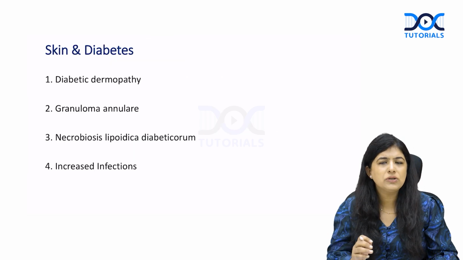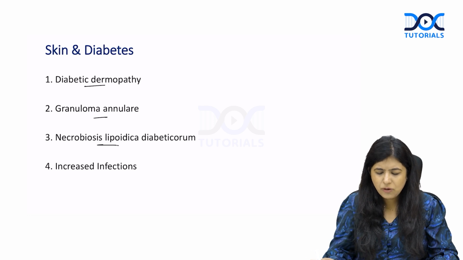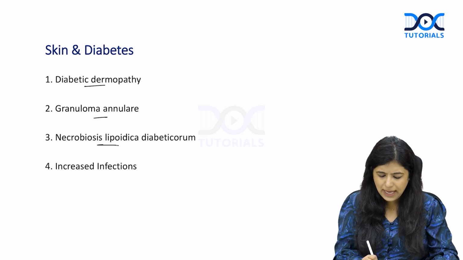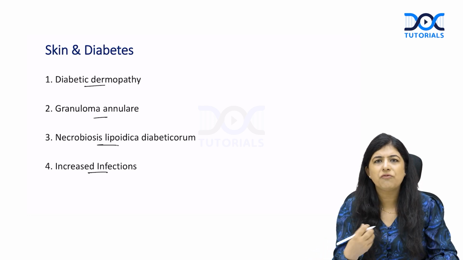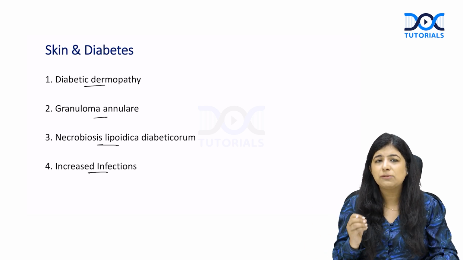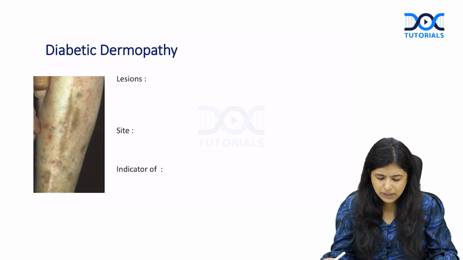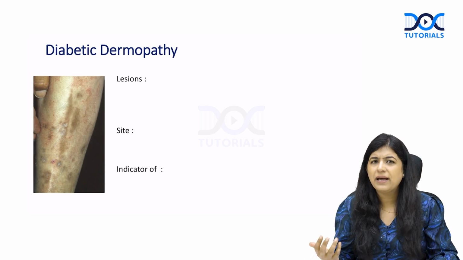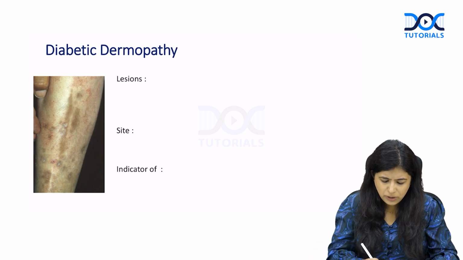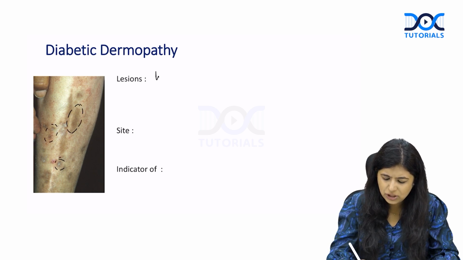Now coming to certain cutaneous manifestations of diabetes, we have diabetic dermopathy, granuloma annulare, necrobiosis lipoidica diabeticorum, as well as increased risk of all viral, bacterial, fungal infections in the skin in the diabetic patients, especially with uncontrolled sugars. Now, coming to diabetic dermopathy, very common, you may have seen that in elders in your family. What you get are these hyperpigmented atrophic macules on the shins.